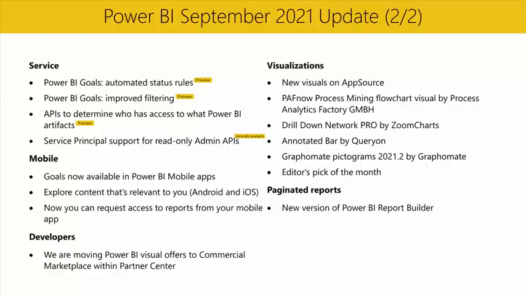And with this release, we've added support for the new admin APIs to determine who has access to what Power BI artifacts. Next, we've added some exciting new features in the mobile section. First, goals are now available in Power BI mobile apps. Now, even while you're on the go, you can monitor your goals and scorecards, even check on their progress, all directly from your phone.